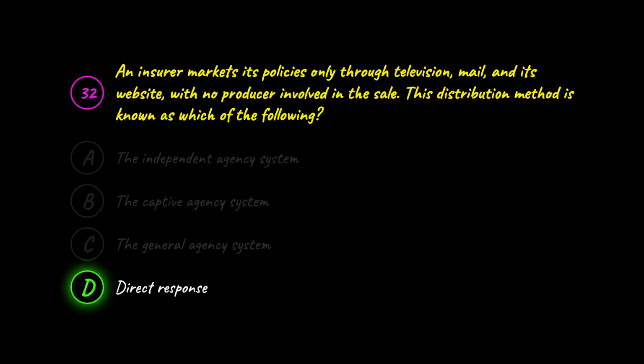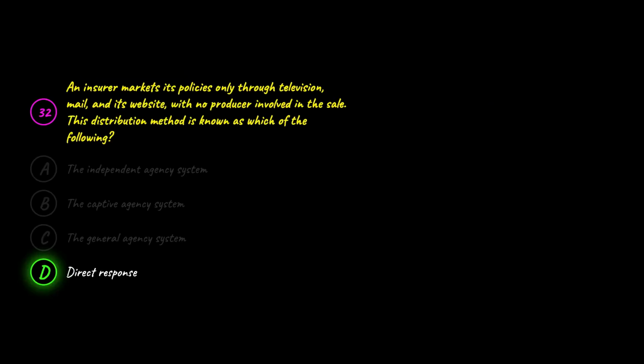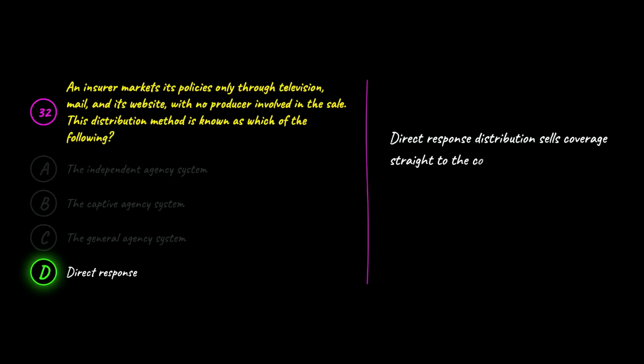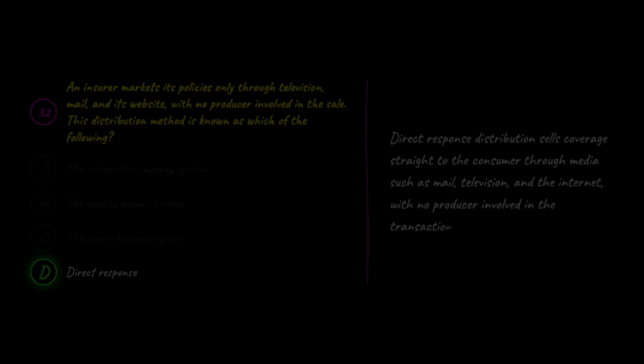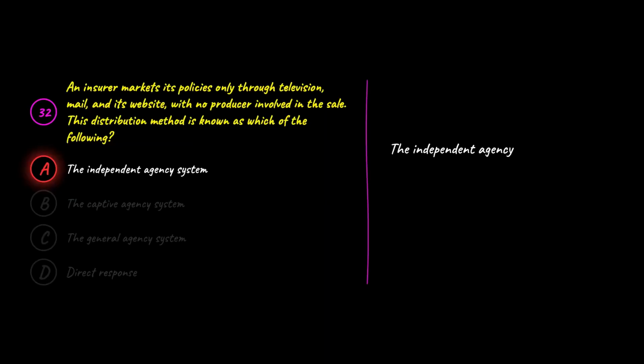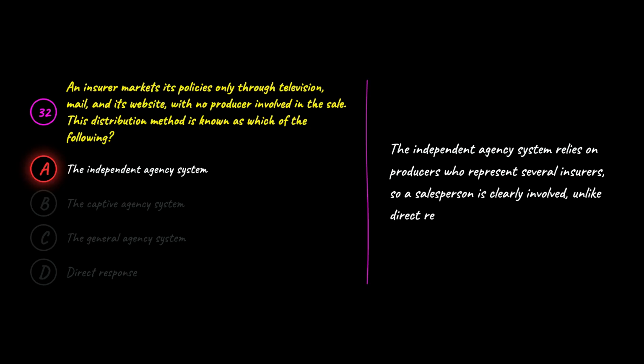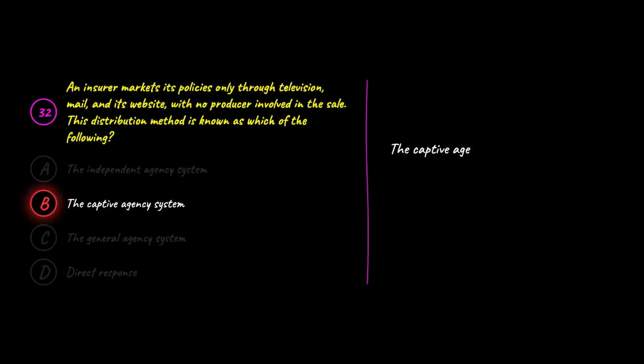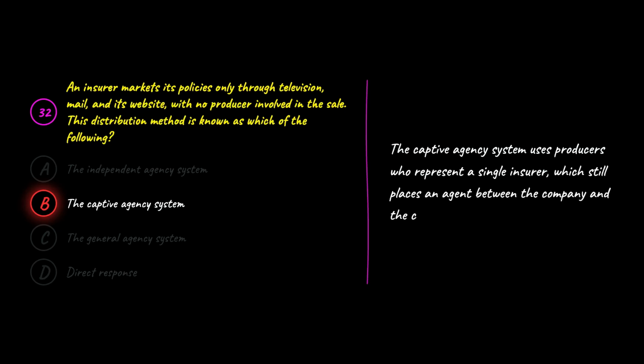The correct answer is D. Direct response. D is correct because direct response distribution sells coverage straight to the consumer through media such as mail, television, and the internet, with no producer involved in the transaction. A is wrong because the independent agency system relies on producers who represent several insurers, so a salesperson is clearly involved, unlike direct response. B is wrong because the captive agency system uses producers who represent a single insurer, which still places an agent between the company and the consumer.